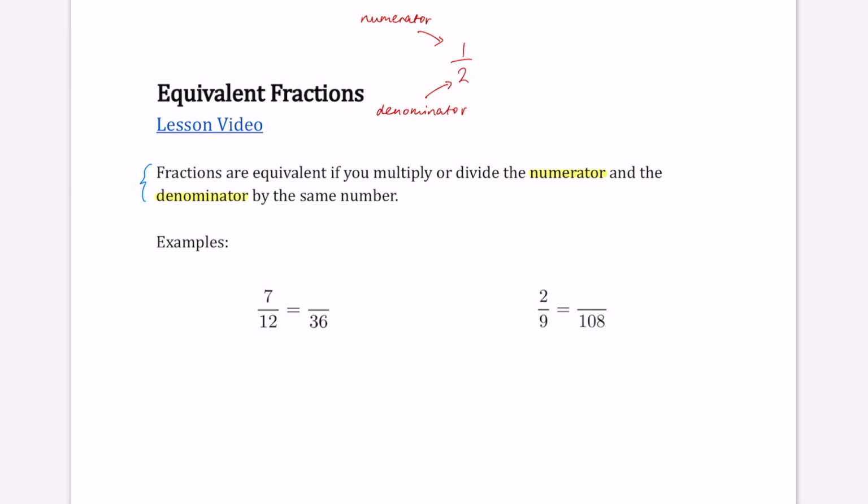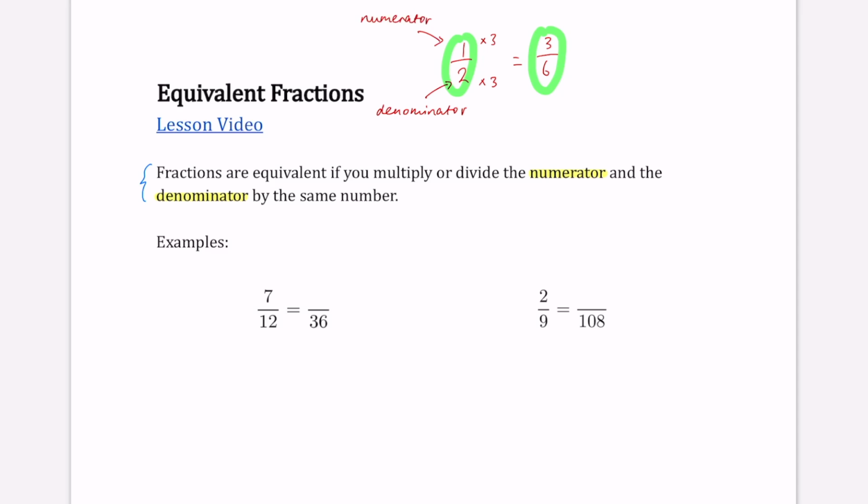Let's read it again. Fractions are equivalent if you multiply or divide the numerator and the denominator by the same number. So for example, if we multiply the top and bottom by 3, we would get 3/6. So it's saying that 1/2 is the same amount as 3/6. Which is true.